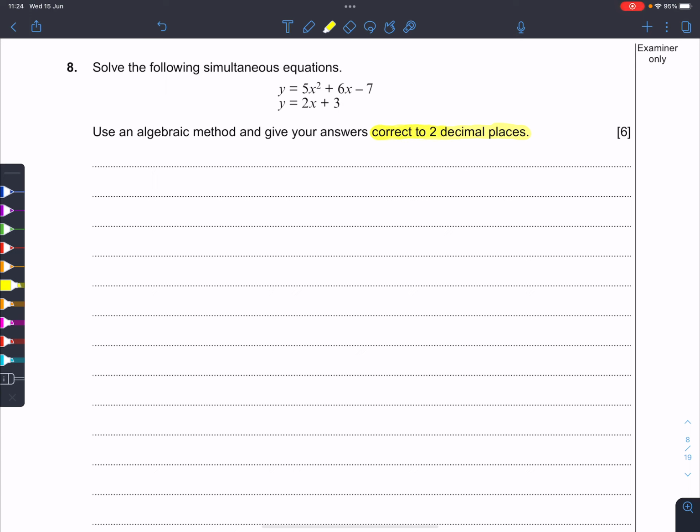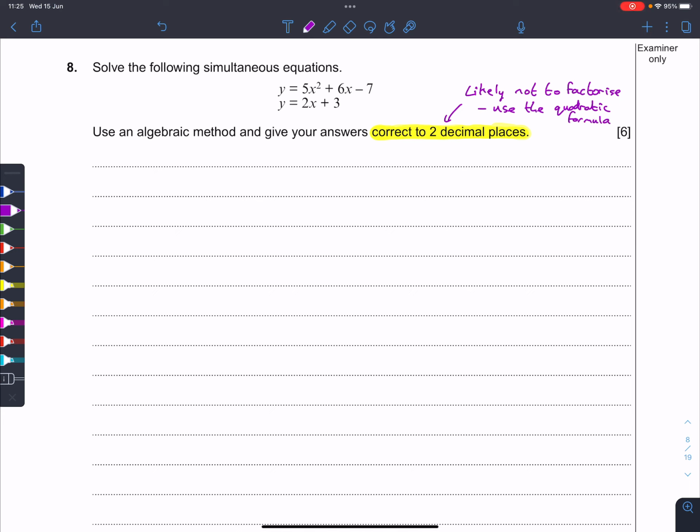Now that straight away suggests to me that when we solve this, it's not going to factorize. We're going to have to use the quadratic formula. It's likely, it's not guaranteed, but pretty much is. So it's likely not to factorize, and we're likely to have to use the quadratic formula.